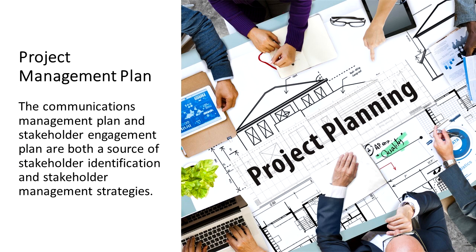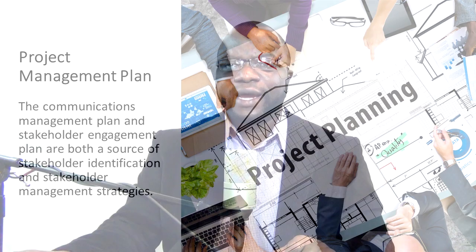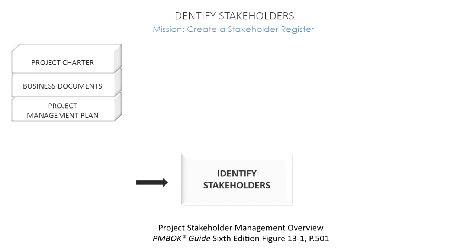So the project management plan specifically contains the communications management plan and the stakeholder engagement plan. And both of these plans give some guidance, some insights as to how to engage stakeholders, and consequently some ideas of how best to identify these stakeholders, people that the project could affect and people who may be able to affect the project in a positive or even negative fashion.